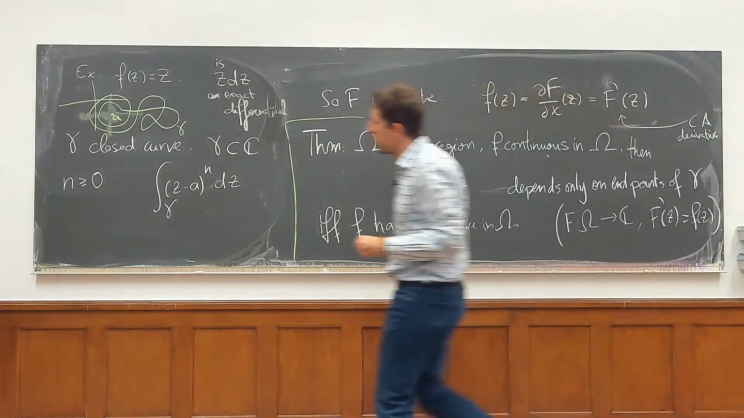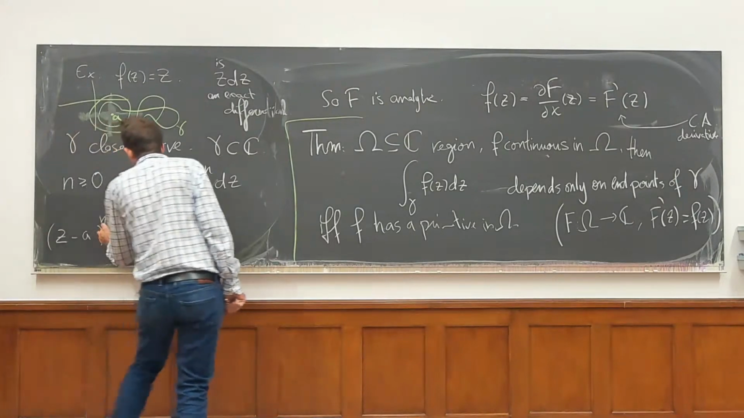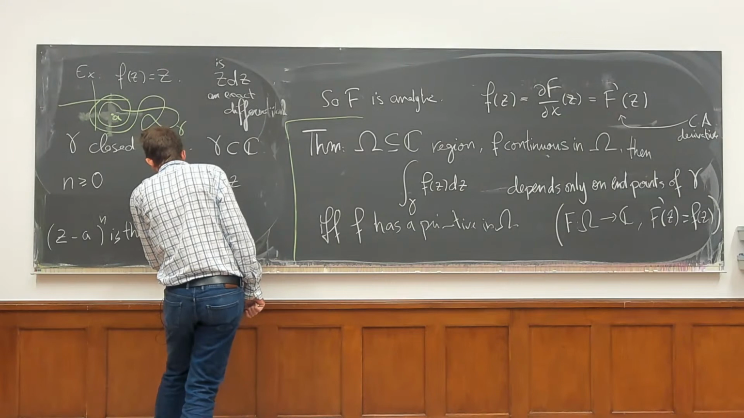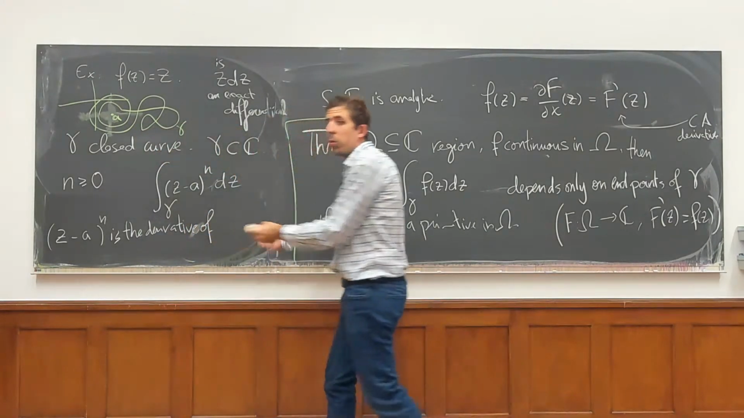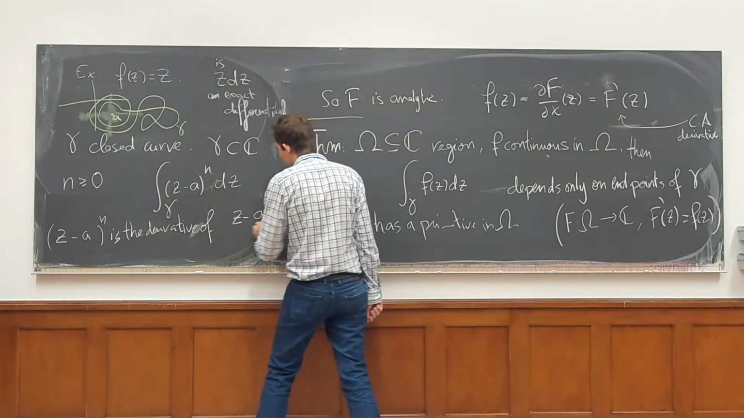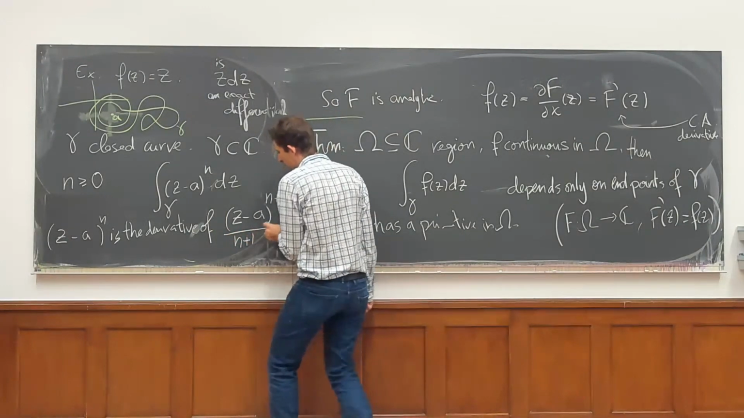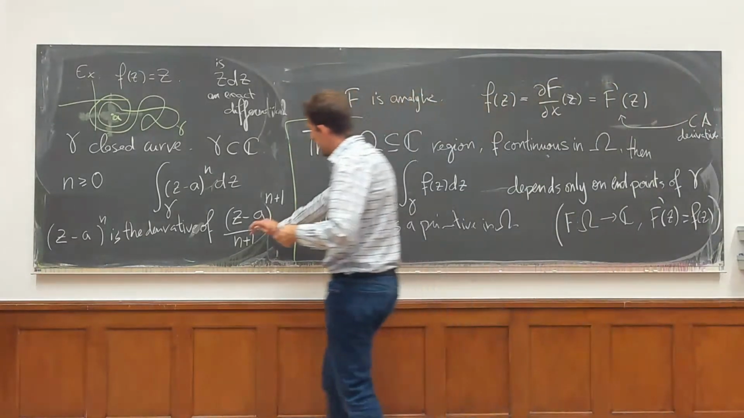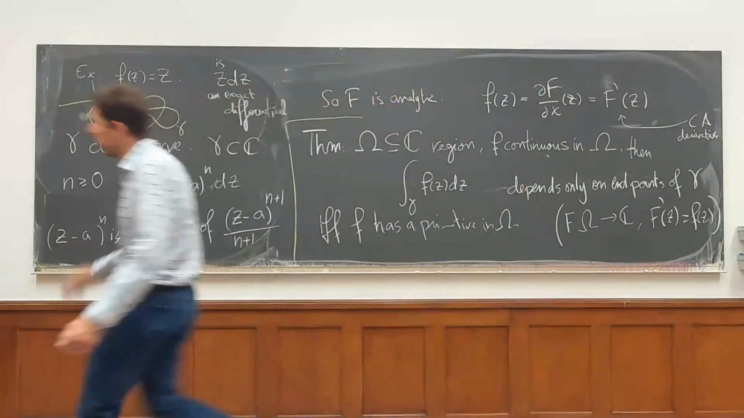Right? (z − a)^n is a primitive, right? (z − a)^n is the derivative of... we know how to differentiate polynomials over the complex numbers... it is the derivative of (z − a)^(n+1) over n + 1. And this function is analytic on the whole complex plane. It's a nice polynomial.